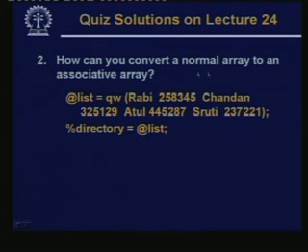How can you convert a normal array to an associative array? Simple, create a normal array where the elements are in that order, name, value in that order, and simply assign that normal array into an associative array. So, the association will be done automatically.